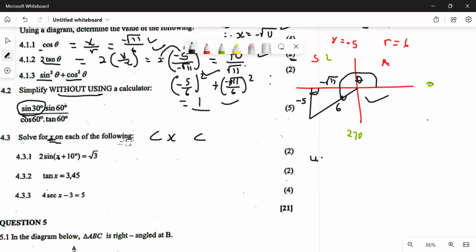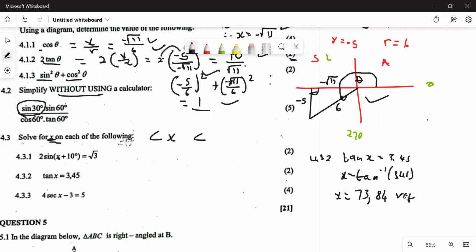4.3.2. Okay, what do we do here? What should we do here? We're going to have tan x equal to 3,45, which means x is going to be equal to the tan arc of 3,45. What do you get as your x here? 73,84.